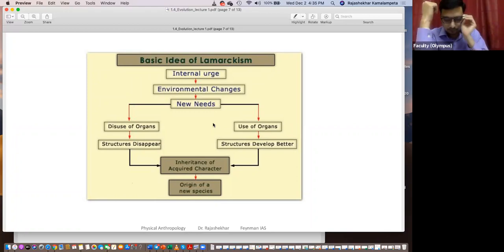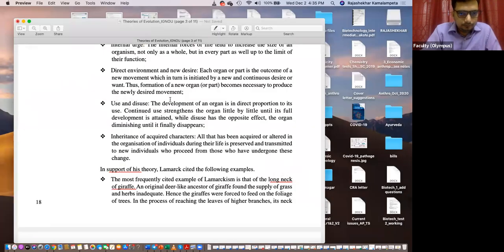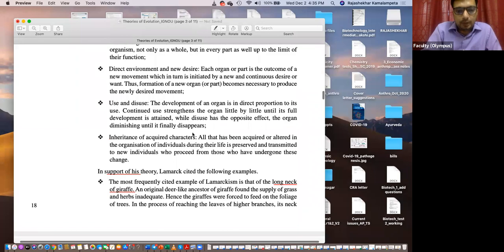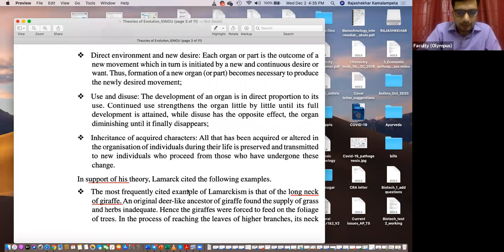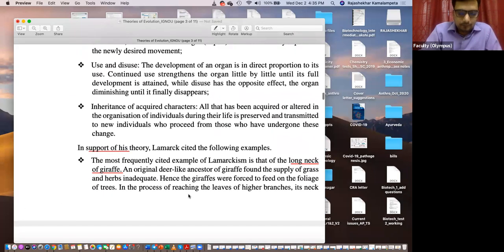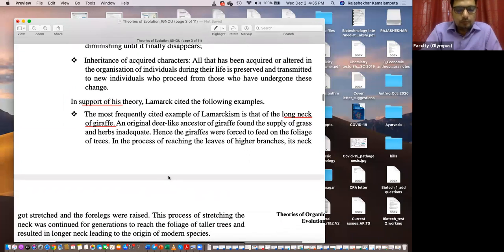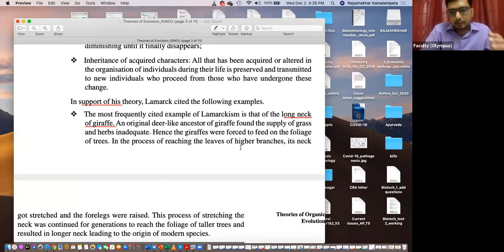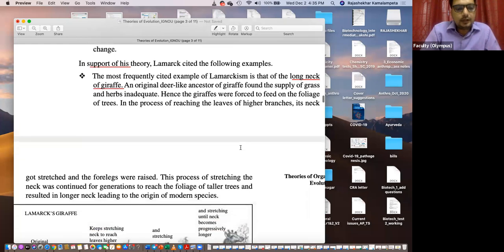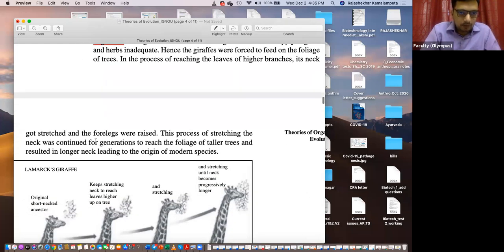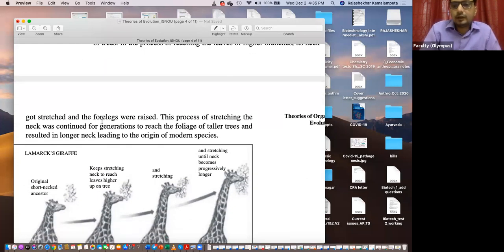Okay, good. So I think this type of representation is very good in case you have to explain this. He cited many examples. We talked about the long-necked giraffe being formed from a deer-like ancestor. Especially to reach the leaves on the higher branches, it stretched its neck, and the forelegs were raised as well.